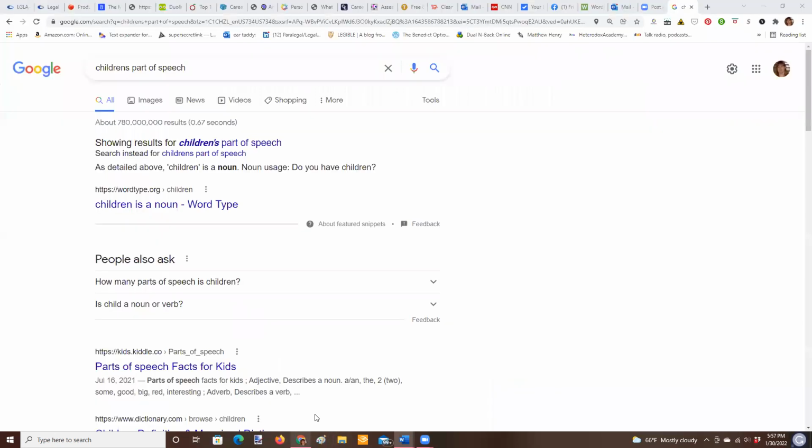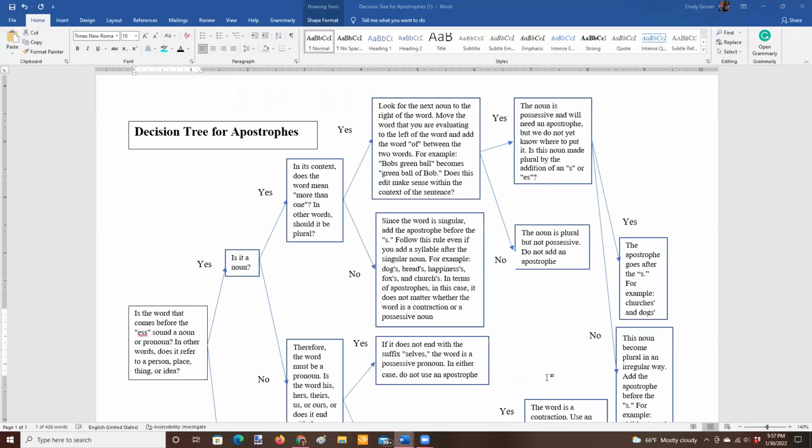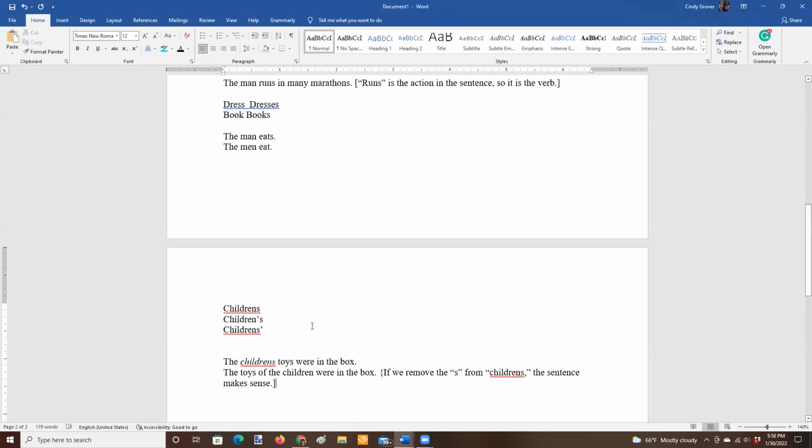Okay, so we're going to say that yes, we're in this situation. Because the meaning is okay, we just have to remove that S. So we now know that the noun is possessive and will need an apostrophe, but we don't know where to put the apostrophe. So we can rule out this scenario. Draw a line through that.